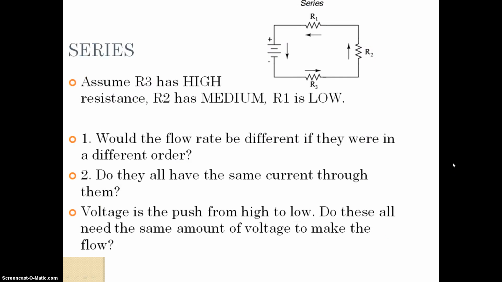So I want you now to look at this series circuit with R1, R2, R3. Assume R3 is high resistance, R2 is medium, R1 is low. Would the amount of total flow be different if they were in a different order? And the answer is, of course, no. It doesn't matter what order they're in. All that matters is how their resistances compare. Do they have the same current through each one? Absolutely. Since there's only one path, they all have the same current. Voltage is the push from high to low. Does that mean the same amount of voltage makes all flow? No. The total voltage is split up. Again, R3 is going to have the most of the voltage because it has the most resistance.